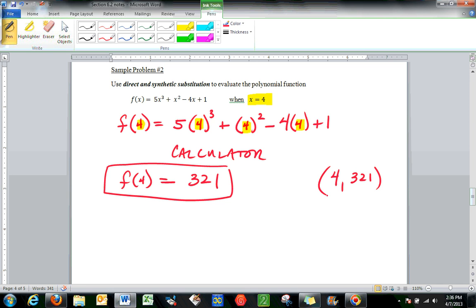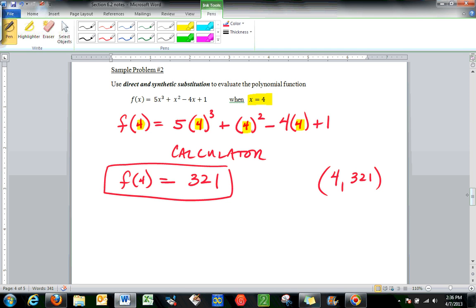Now, we're not going to worry about graphing these polynomial functions at this point. That'll be something you'll do in a later class. But you do need to recognize that whenever you evaluate an expression or a function, you're in essence just getting a point on the graph. So now that's direct substitution.